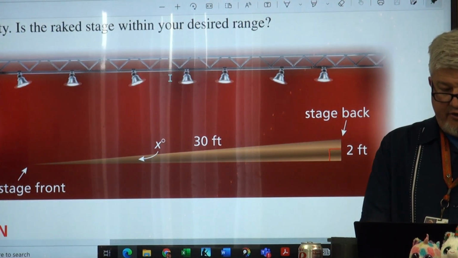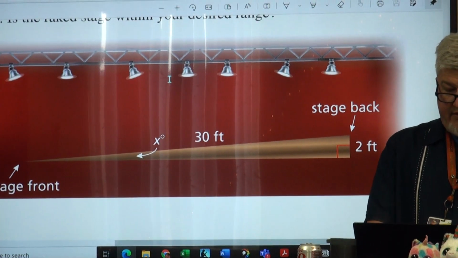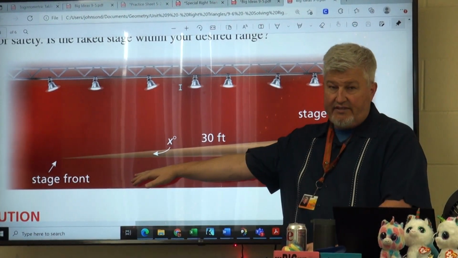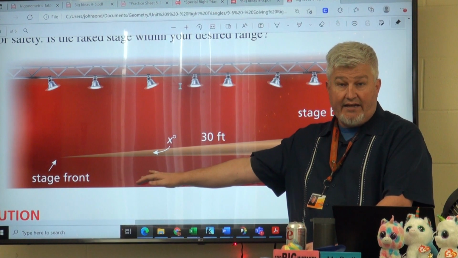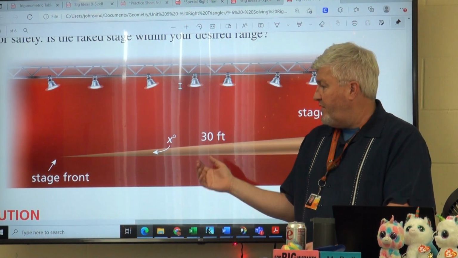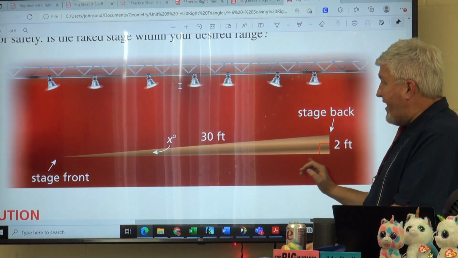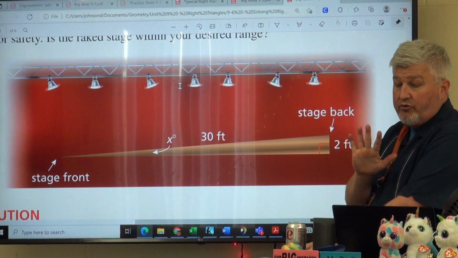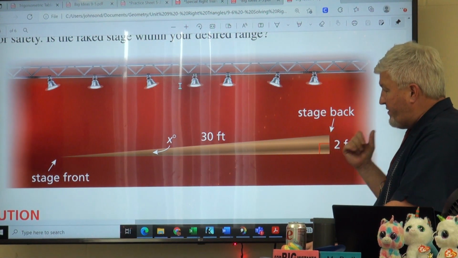So we look here. The raked stage just means they're going to make it a slightly elevated or slanted stage. They do this so that those in the audience can have a better view of everybody that's behind others in the back, right? So what they're saying is they want this angle X to be 5 degrees or less. And so they ask, what about with these specifications?